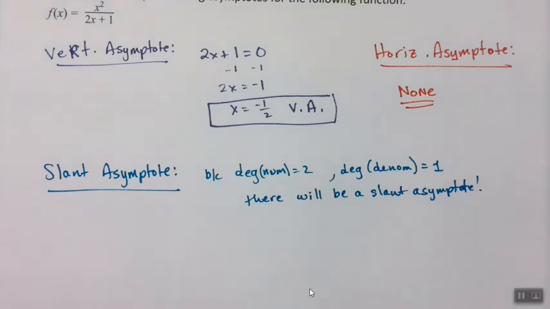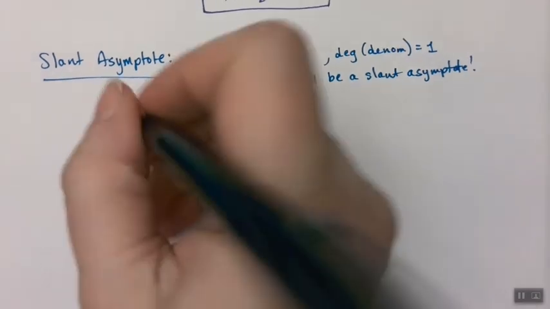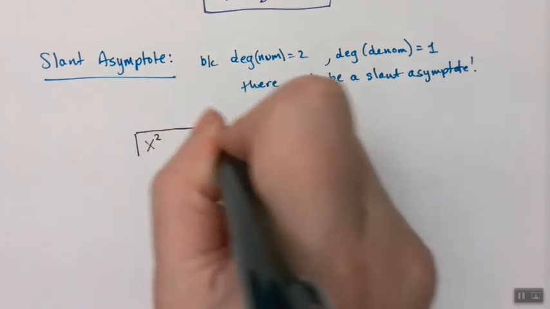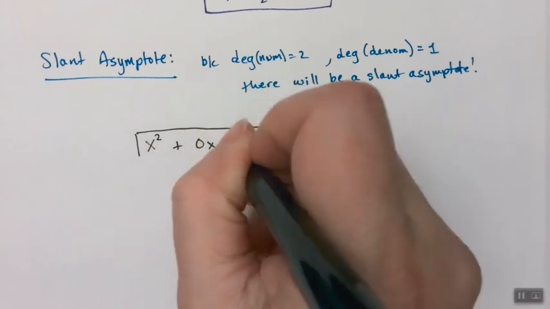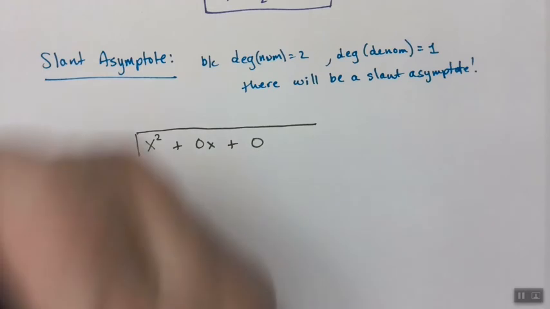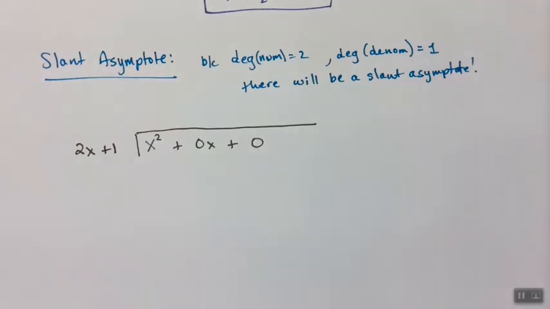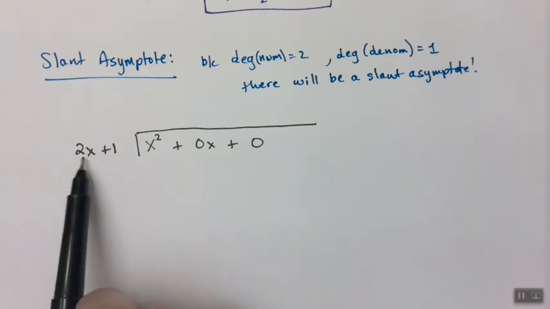Let's see how much we remember. So you have to take the numerator and put it inside the division box. I don't know what your teachers called it, but I learned it as the division house. So it goes in here, x squared. And then I have no x term and no constant term, so I'm going to put plus 0x plus 0. And over here, I'm going to put my denominator.